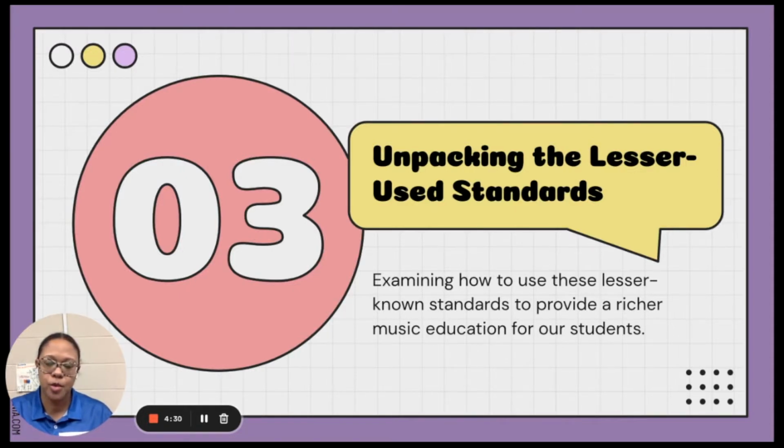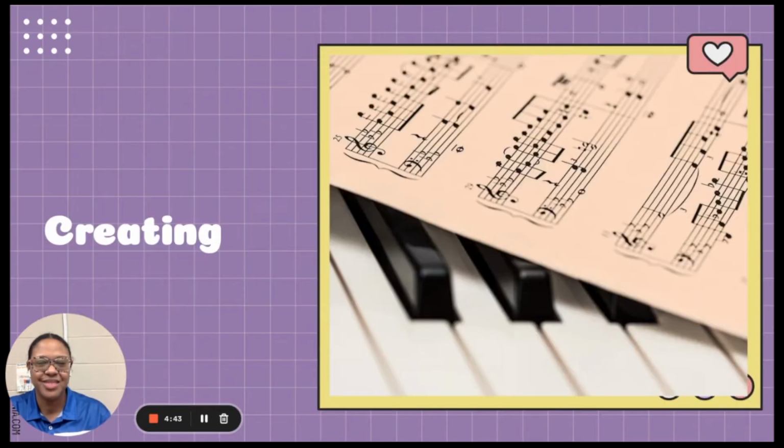There's no need to talk about performing. We do that all the time. But let's go ahead and unpack these lesser used standards so that we can examine how to use them to provide a richer music education for our students in the band room.